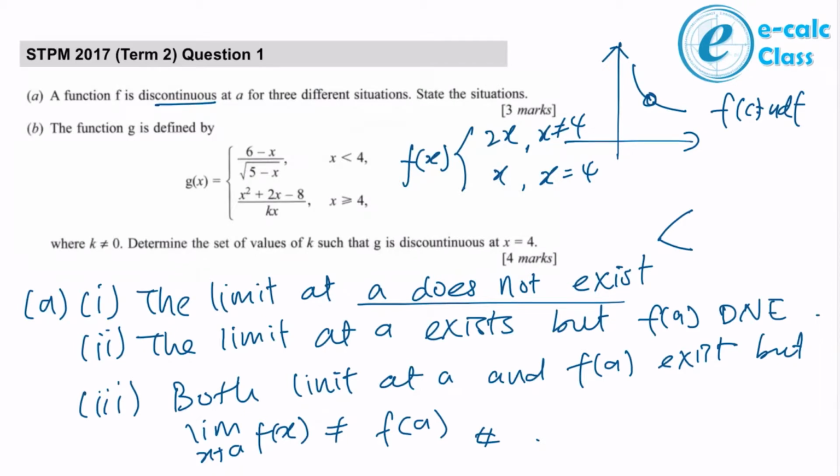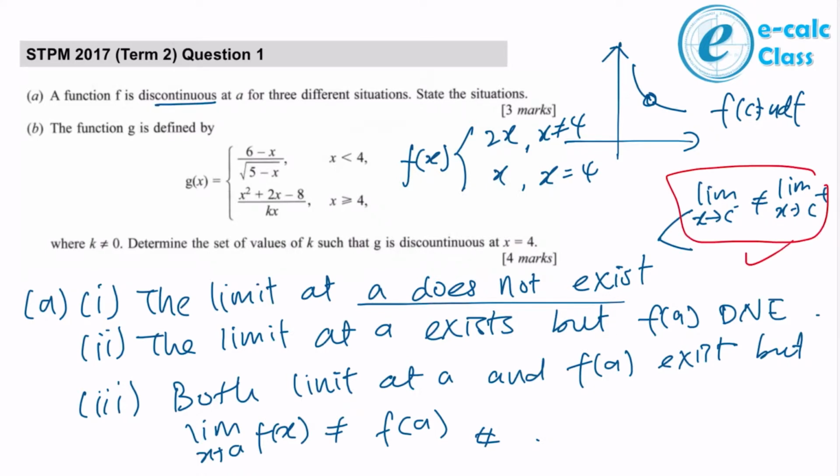Okay, so a function g is defined by this one. So determine the set of values of k such that g is discontinuous. Discontinuous, you see you have three conditions. The limit at a does not exist. In this case, it is not oscillating. Obviously, it's not an oscillating function. So the limit from the left is not the same as the limit from the right. This is what we can do. So this is the first thing that we can do later.